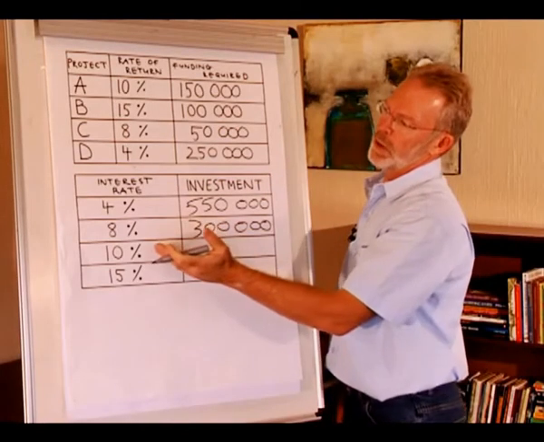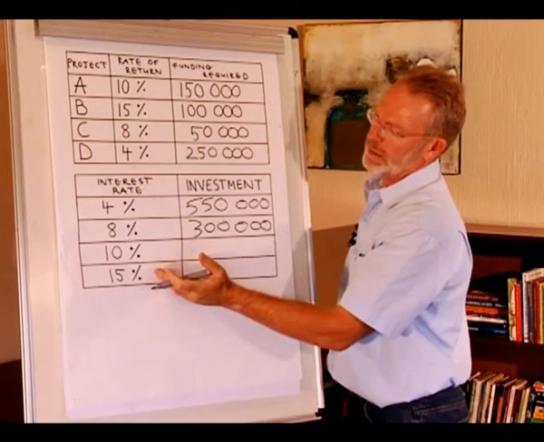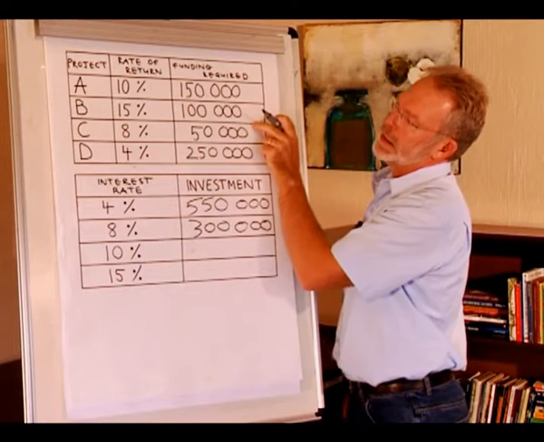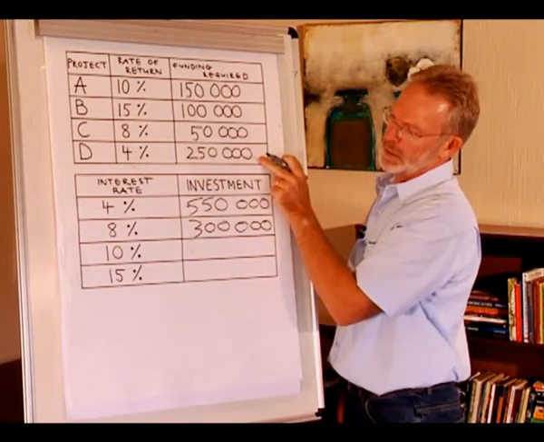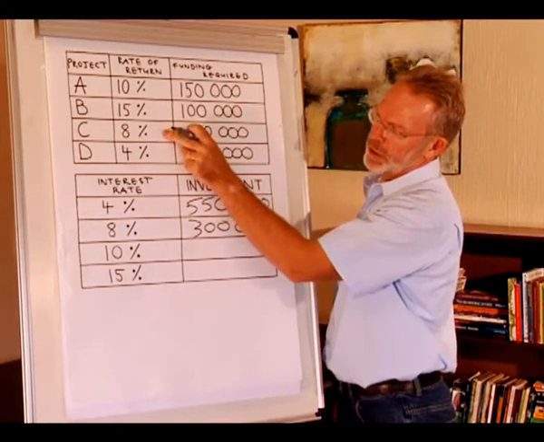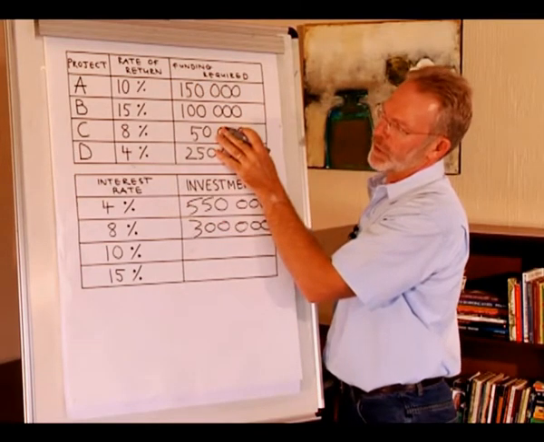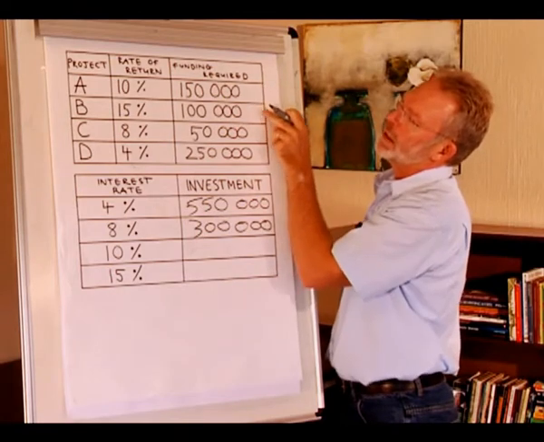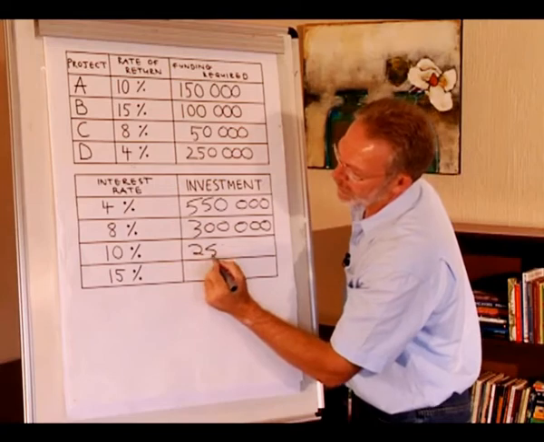We can do the same at interest rate of 10% and 15%. At 10%, projects C and D are not viable. Can you see why? Cost of borrowing the funds, 10%. The expected rate of return, 8 and 4%. So these 2 projects are not viable. So investment will only be project A and B, 150 plus 100, that's 250,000.